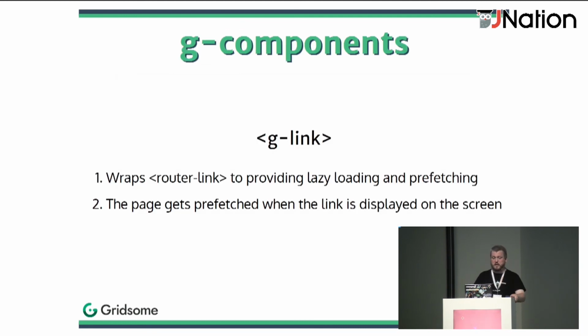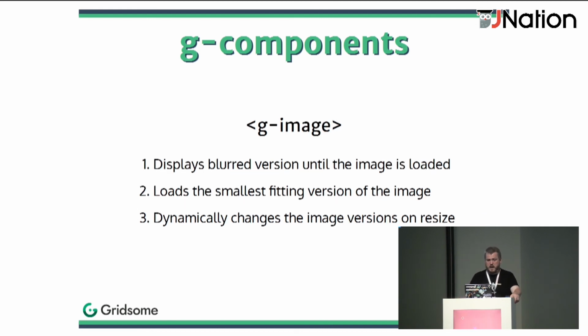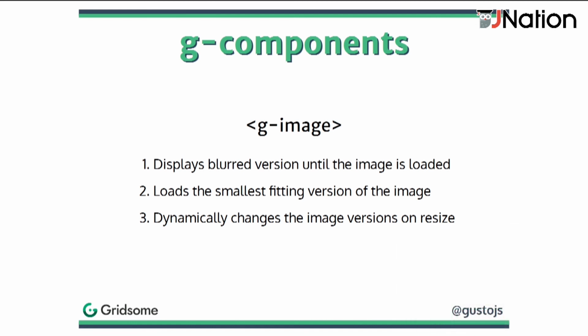Gridsome comes with several performance optimizations, but we don't have much time left, so let's just show the slides. This here is g-link, which will use lazy loading and prefetching, which are pretty popular optimizations for performance, and g-image, which is using 3 different strategies to provide optimizations for progressive images.